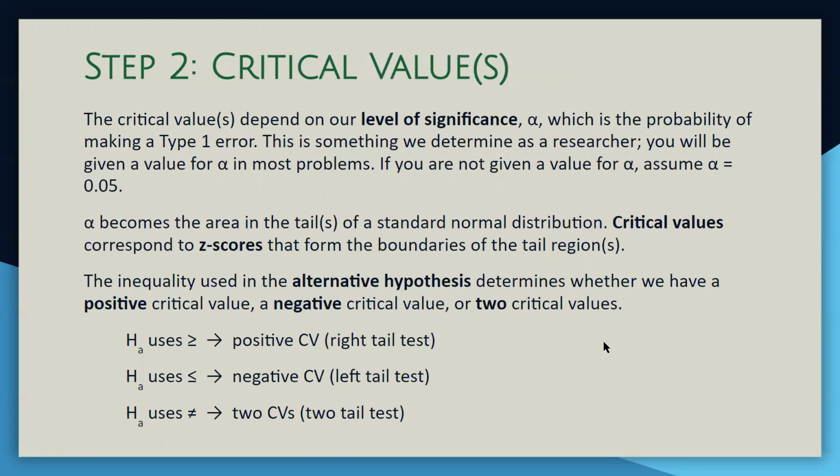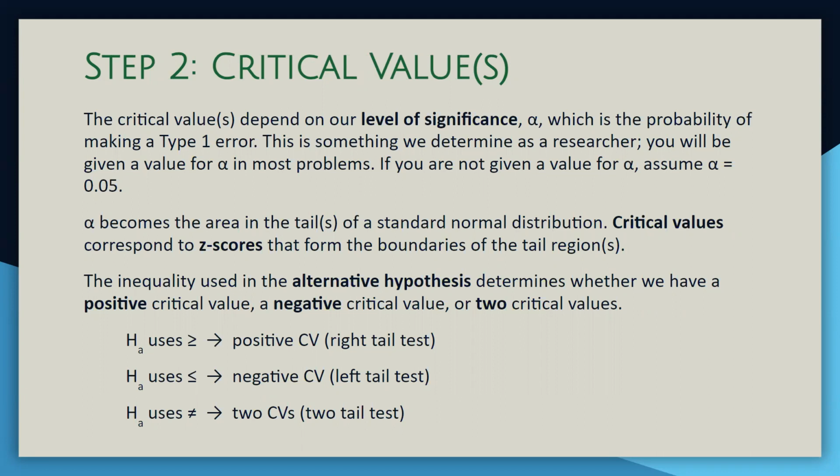Step 2, the critical values. So critical values depend on our level of significance, alpha, which is that probability of making a type 1 error. Again, this is connected to how certain we want to be in our answer. This is something that we determine as a researcher. In most problems, you're going to be given that alpha value. They'll either say use a level of significance of 5% or test the claim at alpha equals 0.01.